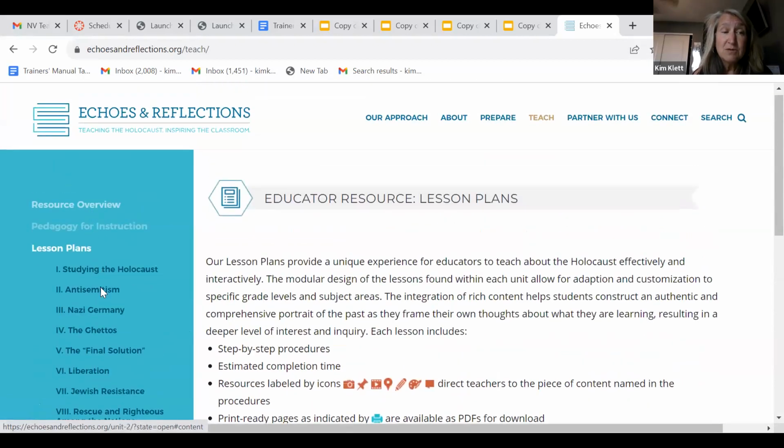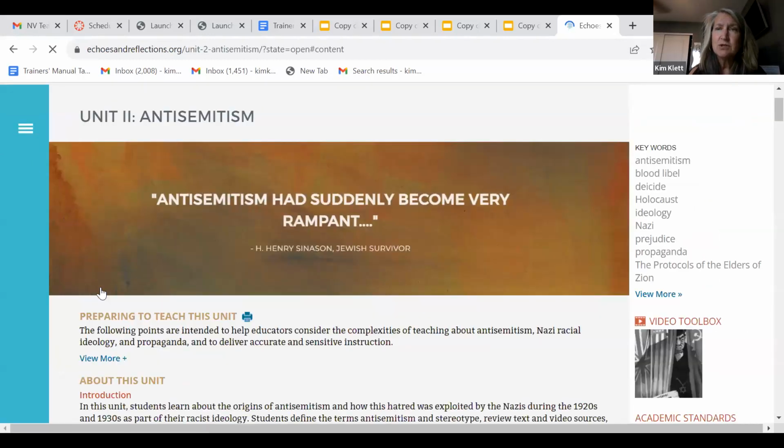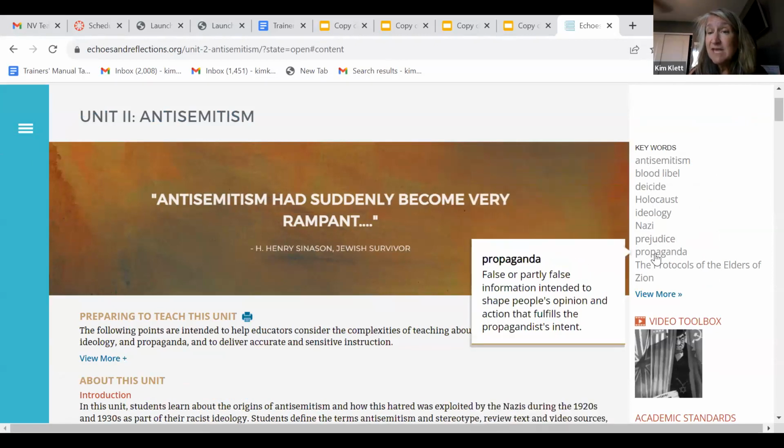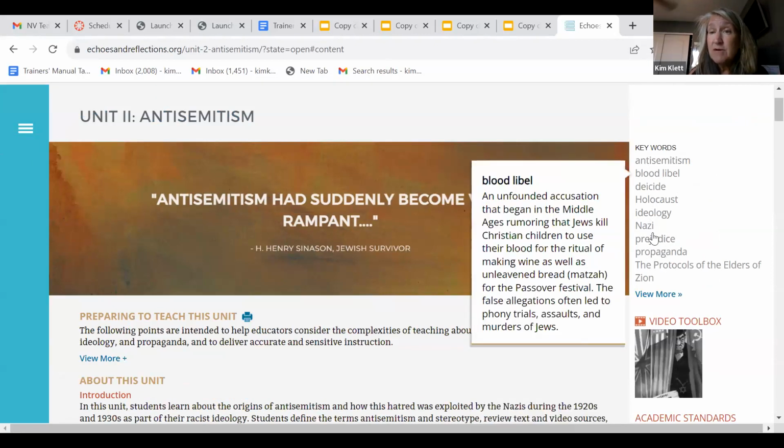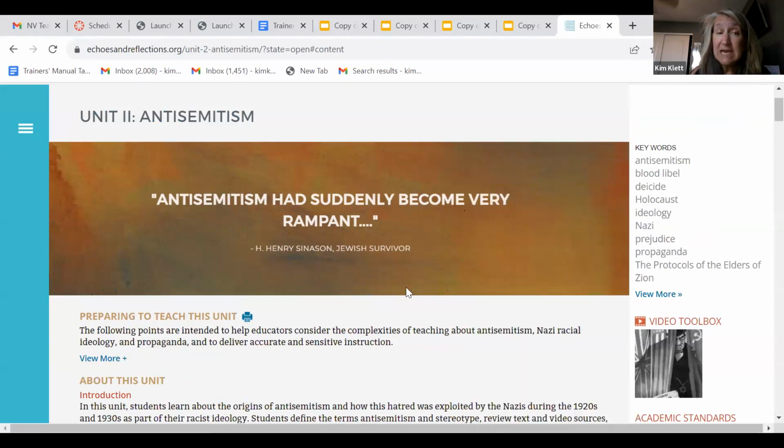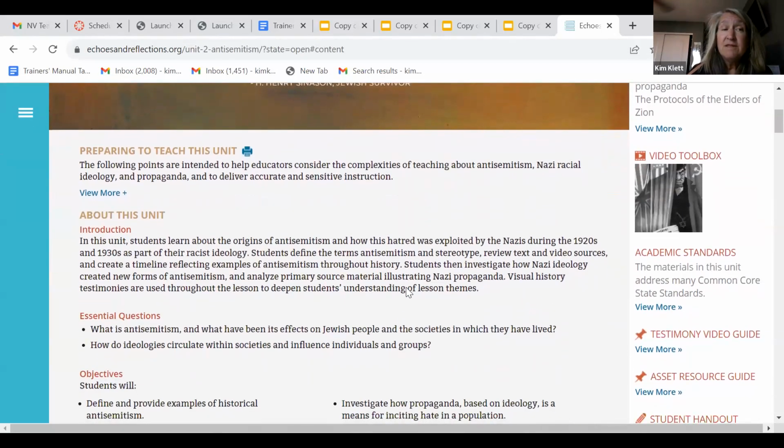We are going to jump into the unit on anti-Semitism so I can show you. They're all set up exactly the same way. They're super easy to follow. You always have a quote from one of the survivor testimonies. You have a glossary of keywords, and these are all unique to every unit. So they're going to change from unit to unit. This beginning part is for you as the teacher, and teachers love this part because, again, if you're a brand new teacher or you're new to teaching about the Holocaust, it gives you step by step everything you need.